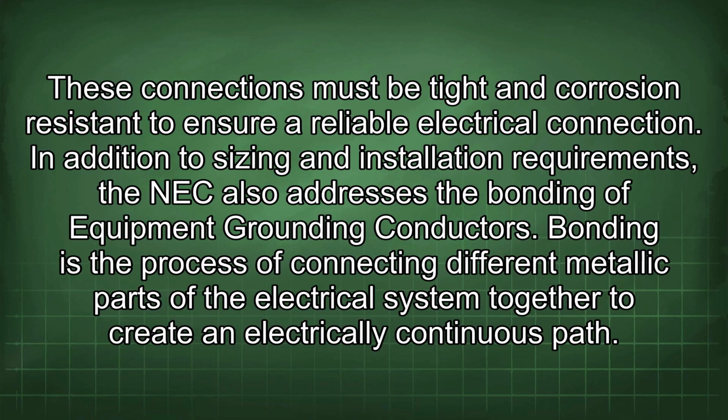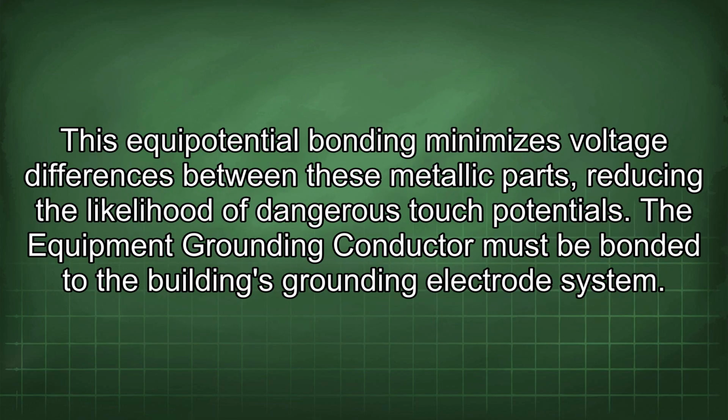These connections must be tight and corrosion resistant to ensure a reliable electrical connection. In addition to sizing and installation requirements, the NEC also addresses the bonding of equipment grounding conductors. Bonding is the process of connecting different metallic parts of the electrical system together to create an electrically continuous path. This equipotential bonding minimizes voltage differences between these metallic parts, reducing the likelihood of dangerous touch potentials.